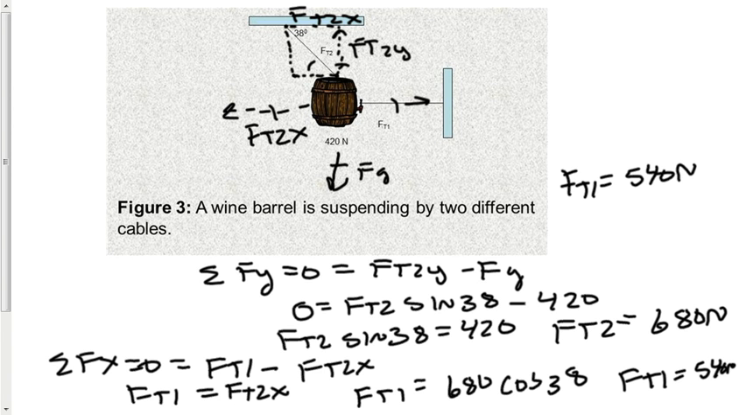So that's how you analyze a static structure. We have a vector pointing in this direction that has a y and an x component. The y component opposes gravity, and those two are equal to each other. The x component of this tension force opposes the force tension 1, and those are equal to each other. So we get a force tension 1 of 540 newtons and force tension 2 of 680 newtons.